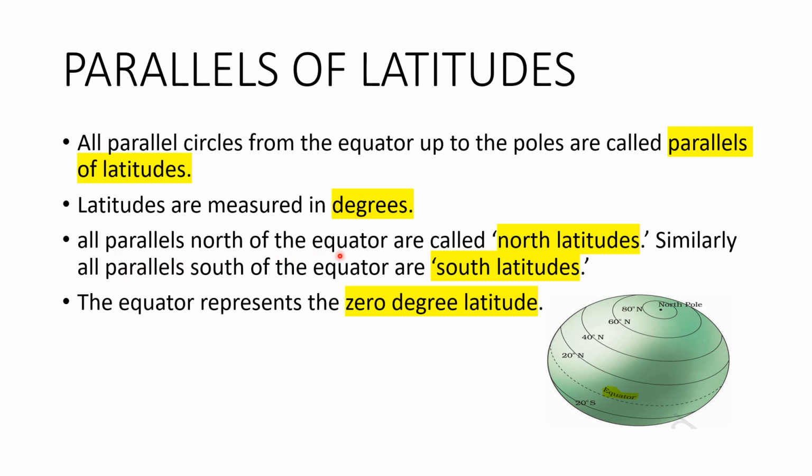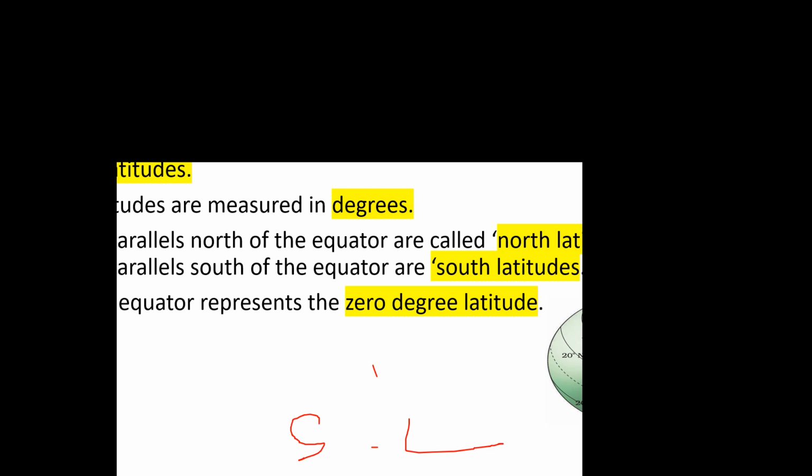All parallels north of the equator are known as the north latitude. Similarly, all parallels south of the equator are known as the south latitude. This is the concept of north latitude and south latitude. So the equator represents the 0 degree latitude. This is also one of the most important points.